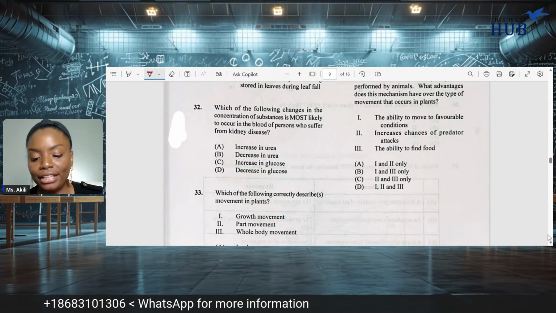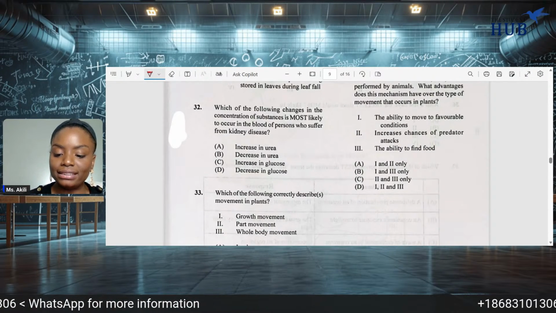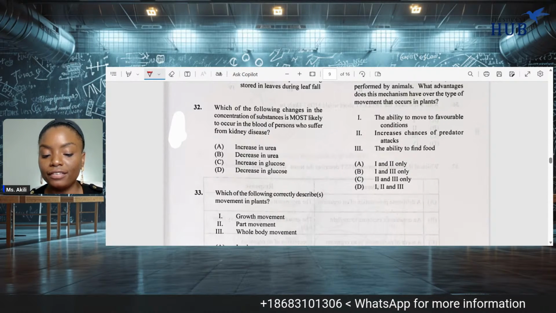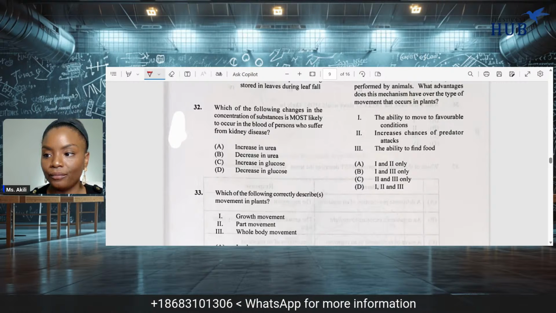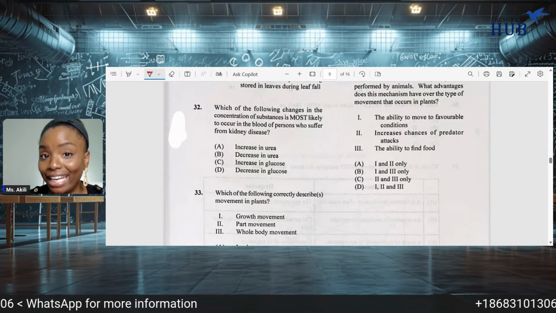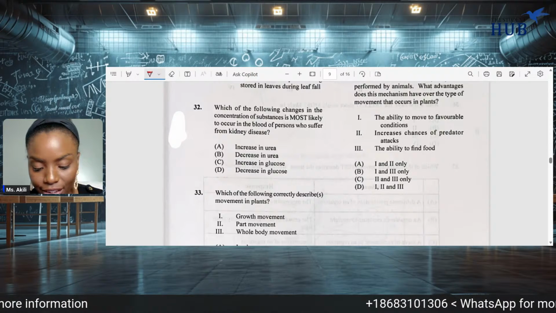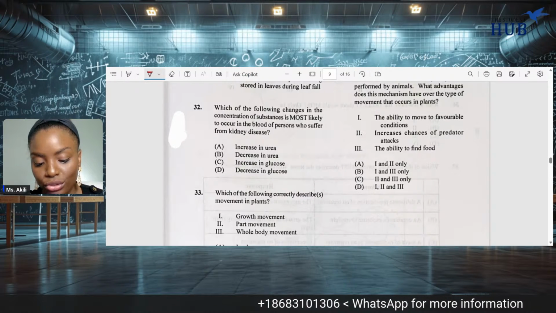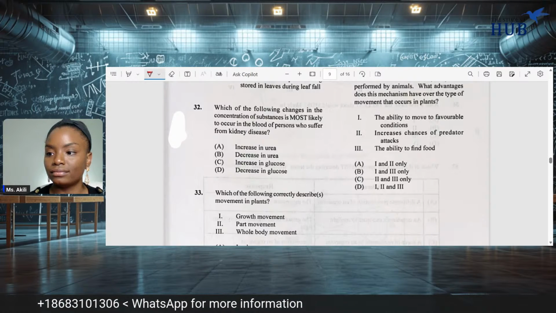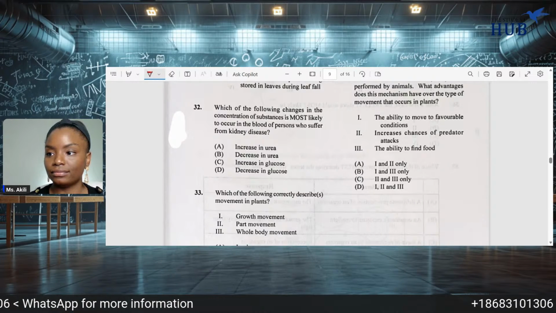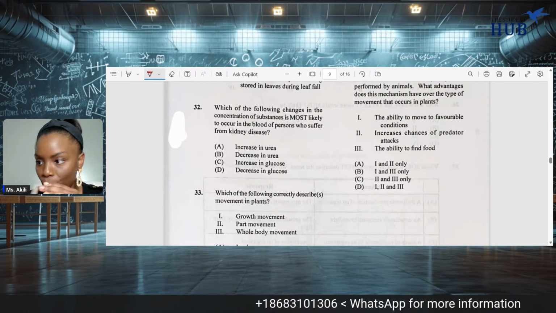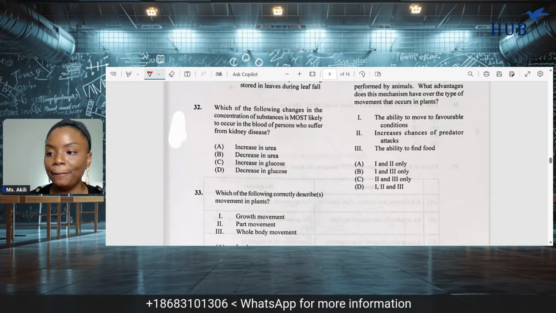32. Which of the following changes in the concentration of substances is most likely to occur in the blood of a person who suffers from kidney disease? Right? Is it that we will end up with an increase in urea, a decrease in urea, an increase in glucose, or a decrease in glucose? It's going to be A.